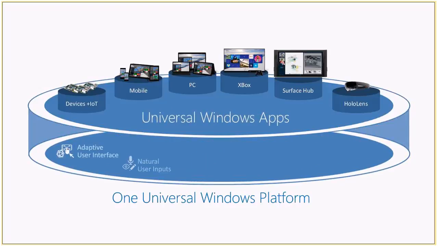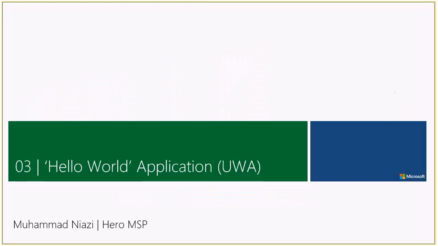This is called a Universal Windows Application. And the platform which we will be using is the Universal Windows Platform, or UWP. So all the applications which are executed on UWP are known as Universal Windows Applications, and this is what we will be working on from now onwards. Okay, now I'm going to go through the demo of this.